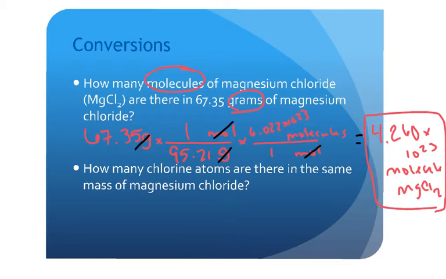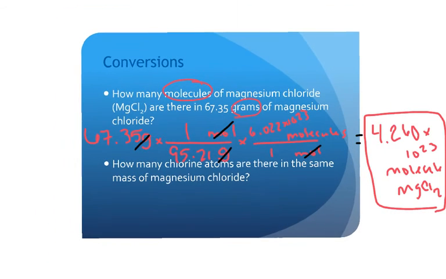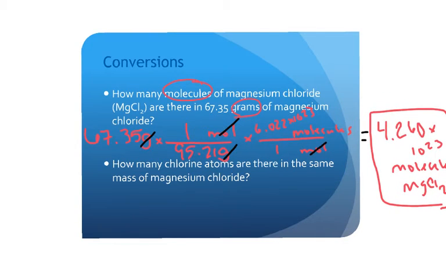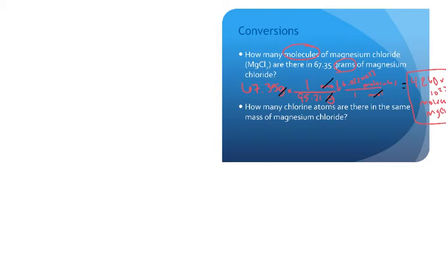All right, now there's a follow-up question at the very bottom. It says how many chlorine atoms are there in the same mass of magnesium chloride? All right, I've given myself some space here to solve the second problem. The second problem is actually very simple, but in order to understand it, we need to take a look at a practical or concrete example of what's going on here.